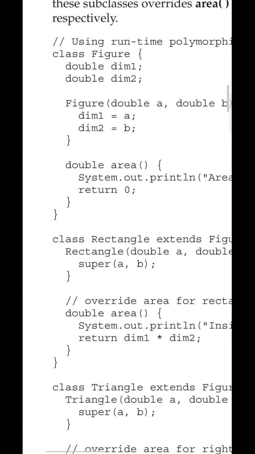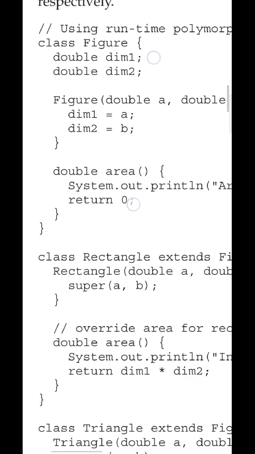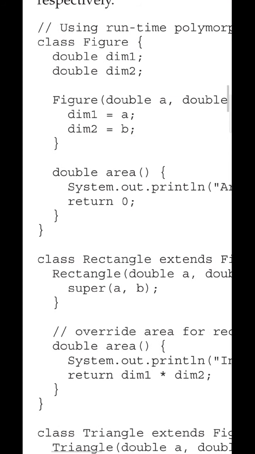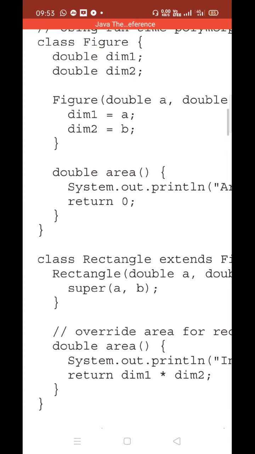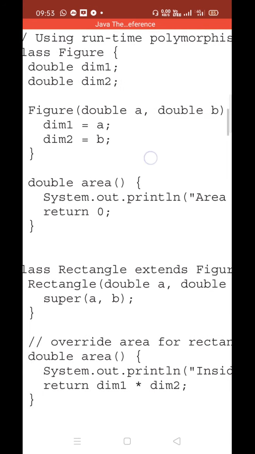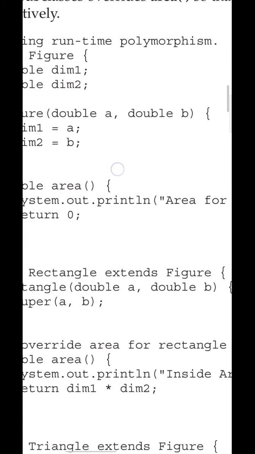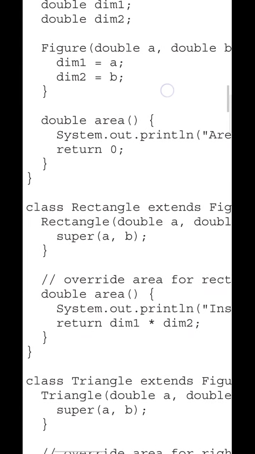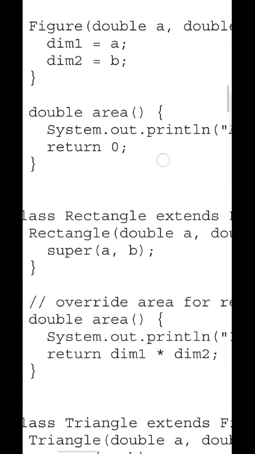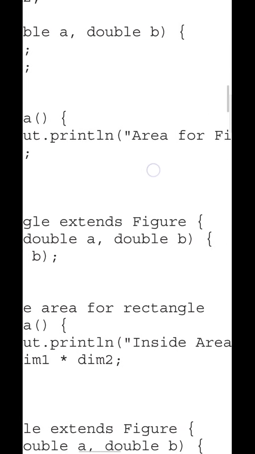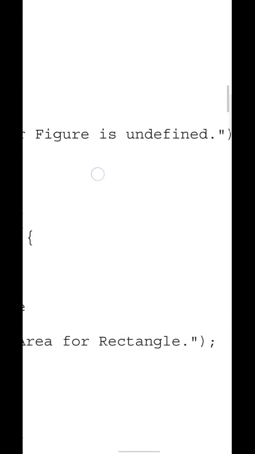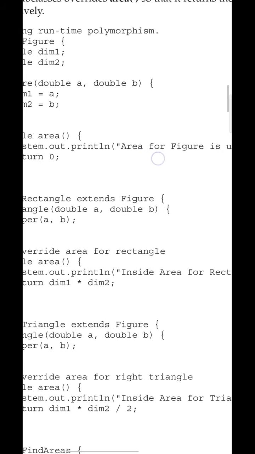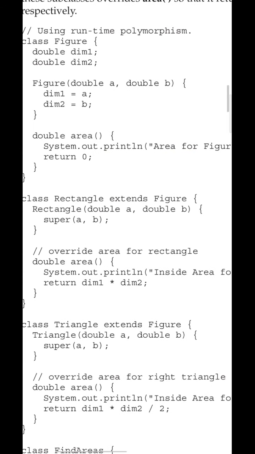Let's consider the program. The class, that is Figure, contains two variables, dimension1 and dimension2, of type double. It has a constructor with two parameters, A and B. A is assigned to dimension1 and B is assigned to dimension2. Then there is a method, area, for the figure. Here area is undefined, so we are just returning the value of 0.